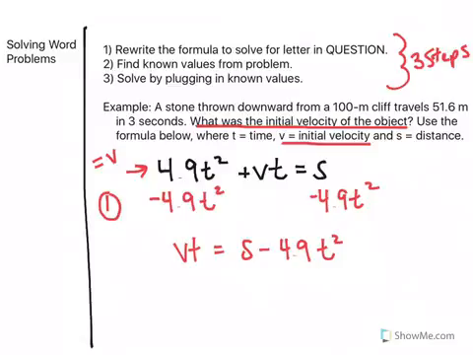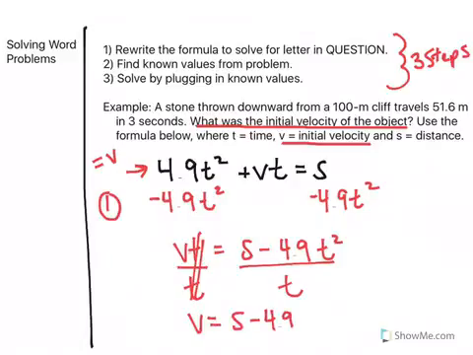v is almost alone, but it's being multiplied by a t, so we need to divide by that t on both sides. That cancels out the t on the left, leaving us with v equals s minus 4.9 t squared, all divided by t. Alright, so step 1 is done. Here is the equation that we need to solve because we're looking for v.